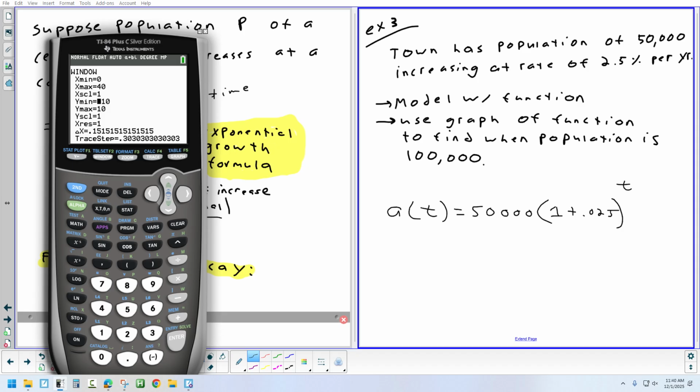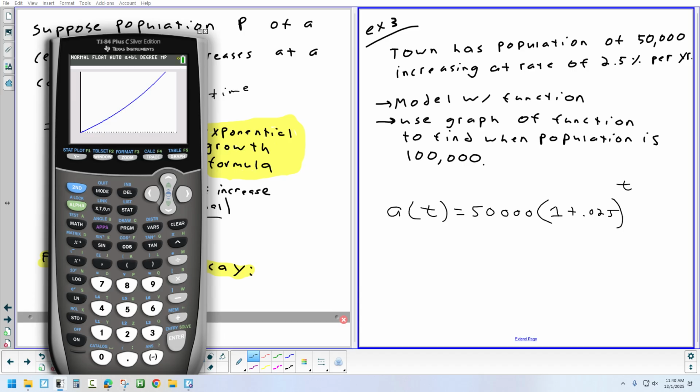Okay, why min? What's the smallest number of people that we could have in this problem? 50,000. Yeah, we can't go under 50. And we want to figure out when we reach how much? 100, so let's go a little bit higher. Let's go to 120. Let's hit graph. So there's our population. Might look a little linear at first, but hopefully you can tell that it is definitely curving. There's a curve to it.